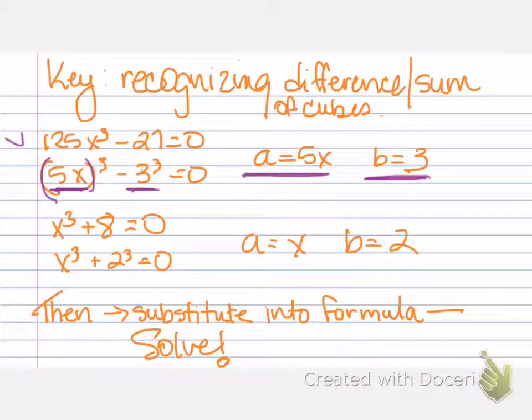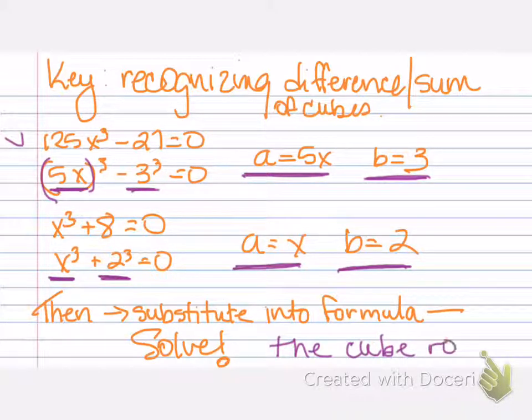If I have x cubed plus 8, I can rewrite that to be x cubed plus 2 cubed. Then a is equal to x and b is equal to 2. Remember that you're always substituting into the formula the cube root, not the number that appears in your initial problem. You want the cube root to be your a's and b's.